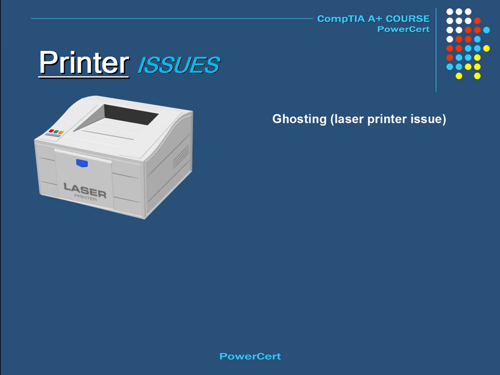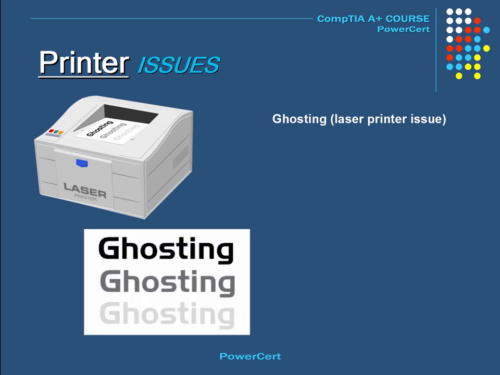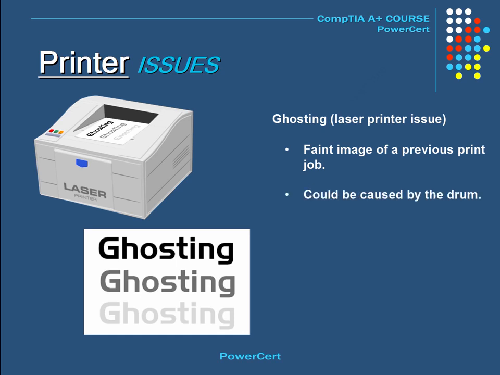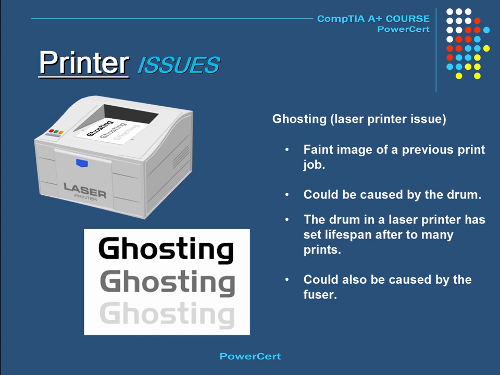Now, ghosting is another problem that can happen with laser printers. Ghosting is when you see a faint image of a page that you previously printed and you see the same image on a newly printed page. And this is usually caused by the drum or the fuser. The drum on the laser printer has a lifespan after so many prints, and then you have to replace it. So you can try replacing the drum, but if you still see the same problem after you replace the drum, then the problem could be the fuser. So then the fuser would have to be replaced.